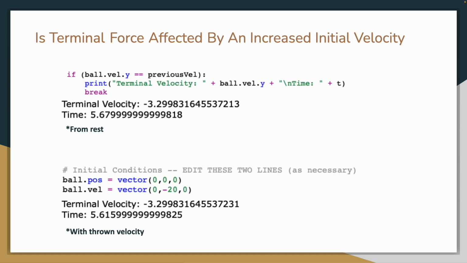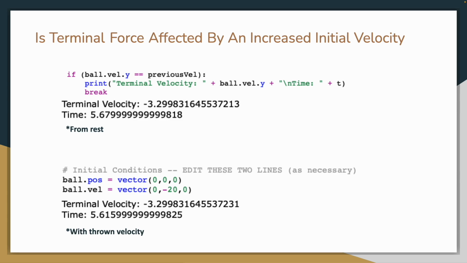Is terminal velocity affected by an increased initial velocity? For this question, I chose to implement more code to make answering the question easier. In the while loop, I implemented an if statement. If the ball's current velocity is the same as the previous velocity in the while loop, it would print the terminal velocity of the ball and the time that the ball reached the terminal velocity. Then it would break out of the while loop.